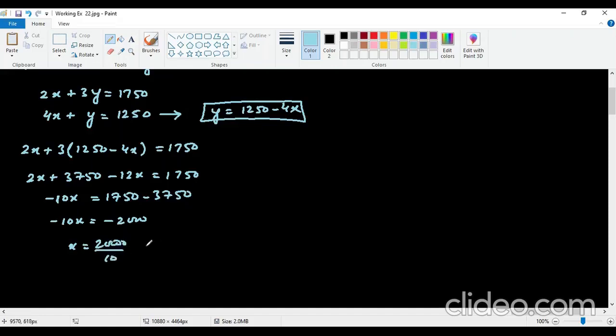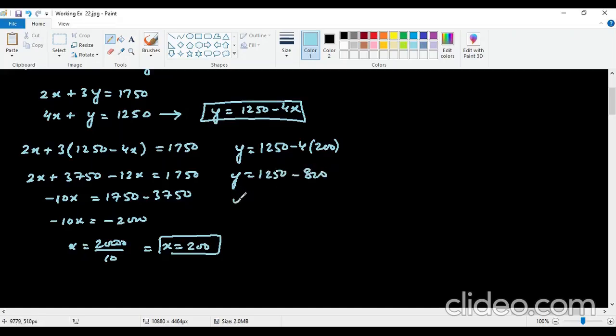So the price of the TV is going to be 200. Now substituting the value of x into the equation, y equals 1250 minus 4 times 200, which is going to be 1250 minus 800. So the value is going to be 450. So this is the price of the DVD.